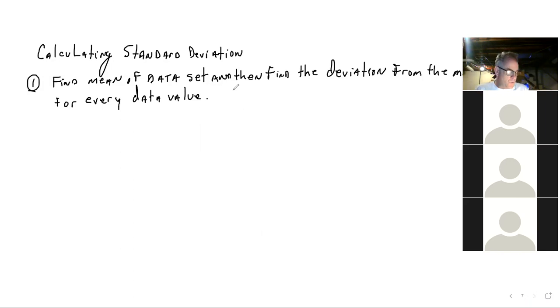Data value minus mean. So I'm going to put parentheses here, and we did a couple examples of that. So the deviation from mean is data value minus the mean. So it's always that order.